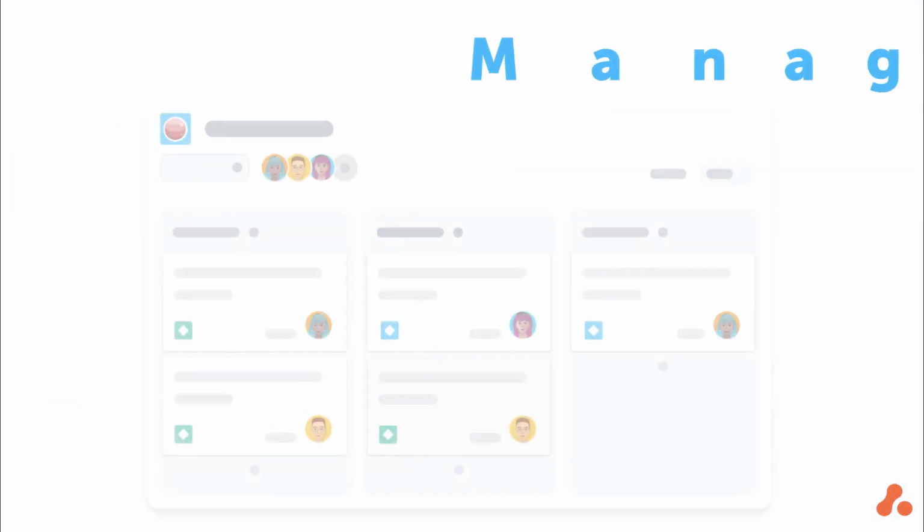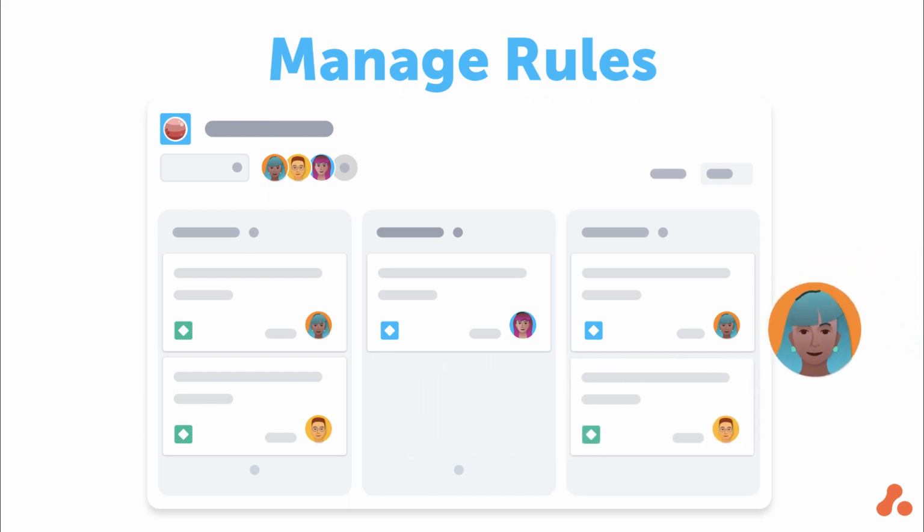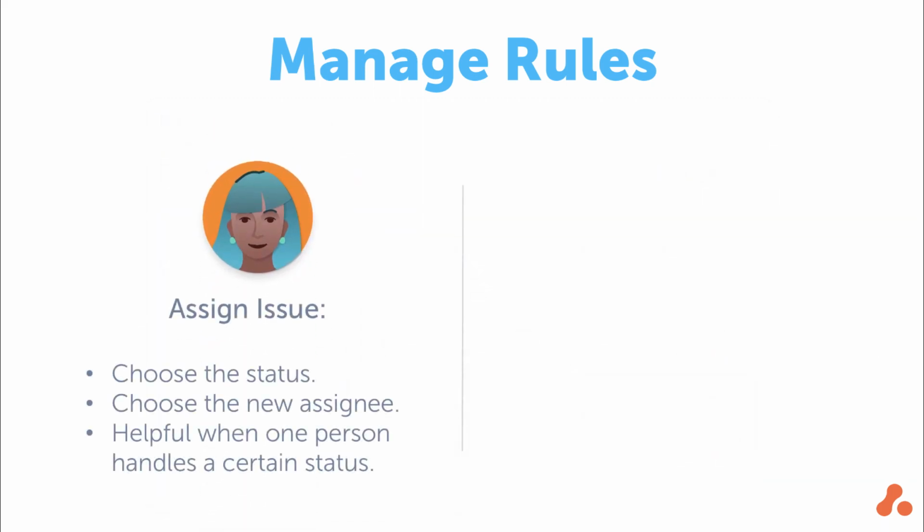Now let's talk about managing rules in your board. Rules allow you to automatically change some of the information on an issue after moving it to a certain status, aka column, on your board. You can add a rule to assign an issue to someone, or you can add a rule to update a field. When you add a rule to assign an issue to someone, you choose the status the issue moves to and the person to assign the issue to.